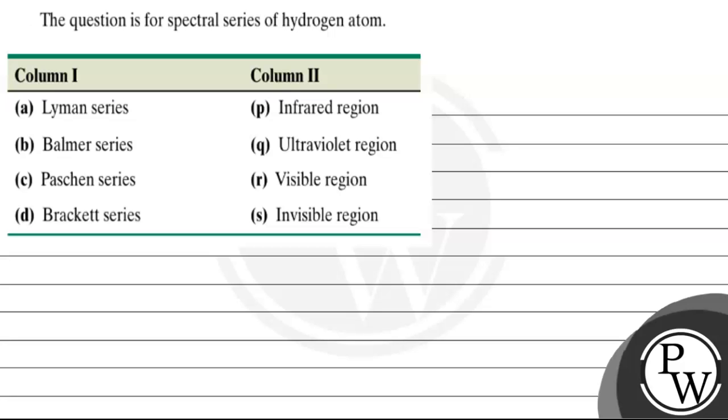Hello बच्चों, let's read this question. The question is for spectral series of hydrogen atom. So students, this is the column question in which we have to match which option of column A matches with which option of column B. For that, please note the key concept of this question.